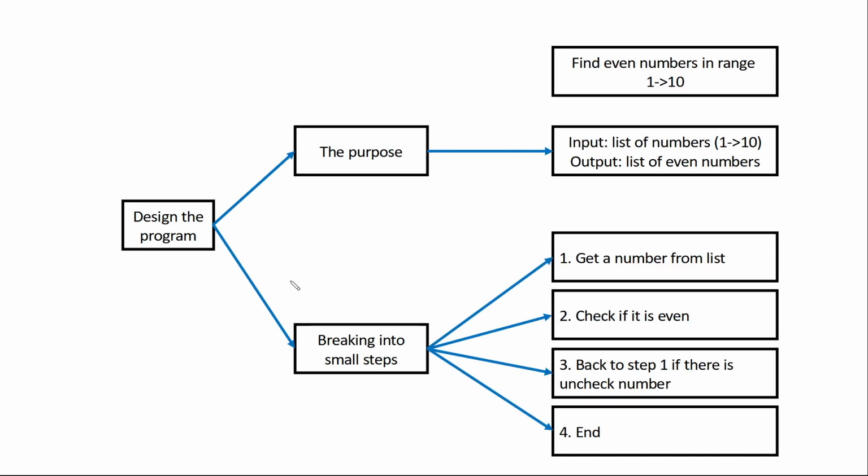Here I have an example of how we do it in design program. Let's say we have a problem: find even numbers in range from 1 to 10. So the purpose of your program is to determine what is the input and output of the program. The input should be a list of numbers from 1 to 10, and the output is a list of even numbers.